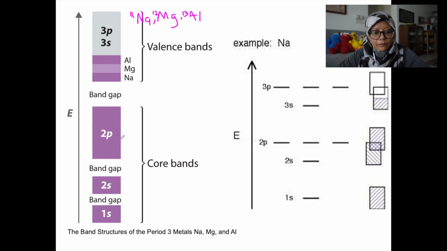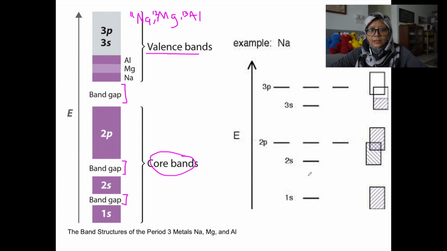Okay, so from the 1s to the 2p, 1s, 2s and the 2p, it will form what we call core bands. While for the 3s, 3p here, this is where we have the valence electron. We call it the valence band. And the gap between 1s to 2s, 2s to 2p and 2p to the 3s, this is what we call the band gap. Okay, as you can see from this diagram.